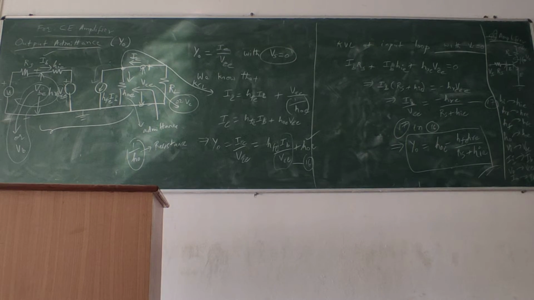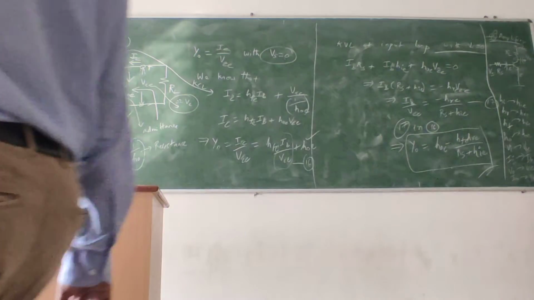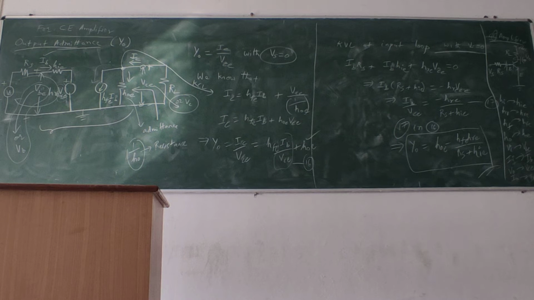The same we have shown for h0, the output admittance. The same is valid for input impedance, current gain, voltage gain, etc. Okay? Did anybody not understand? Want me to repeat again? Raise your hand.